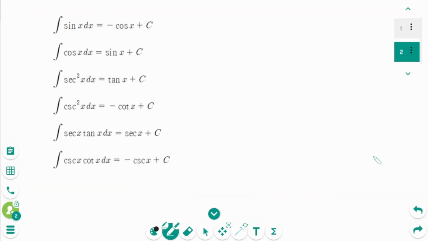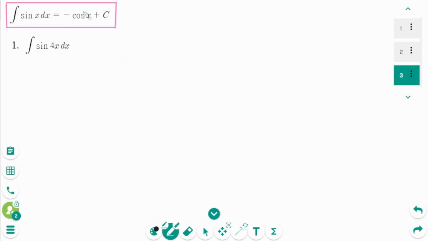Now we have 6 basic integration formulas. However, if you look closely, it is different from the differential formulas. In the integral formulas, there are not all 6 basic trigonometric functions. So let's learn more about it now.